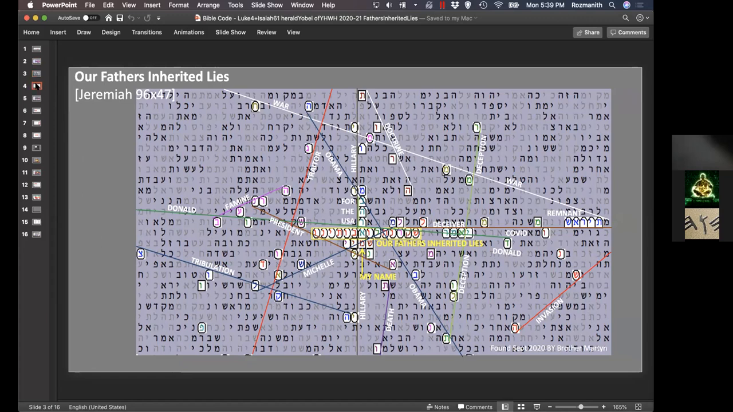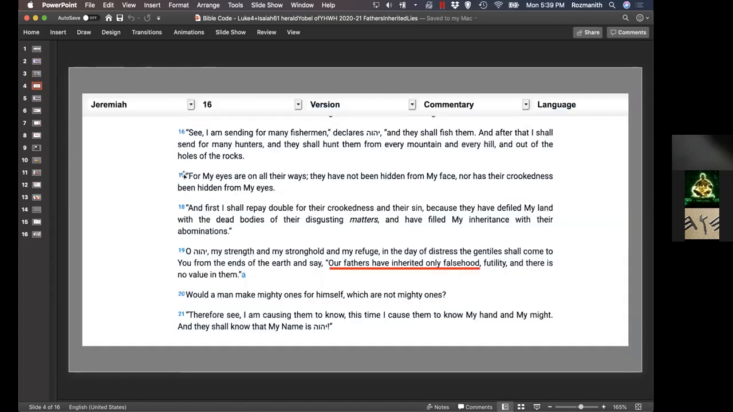And I believe the scripture there was: See, I'm sending for many fishermen, declares Yahuwah, and they shall fish them, and after that I shall send for many hunters. For my eyes are on all their ways, they have not been hidden from my face, nor has their crookedness been hidden from my eyes. And first I shall repay double for their crookedness and their sin, because they have defiled my land with the dead bodies of their disgusting matters, and have filled my inheritance with their abominations.